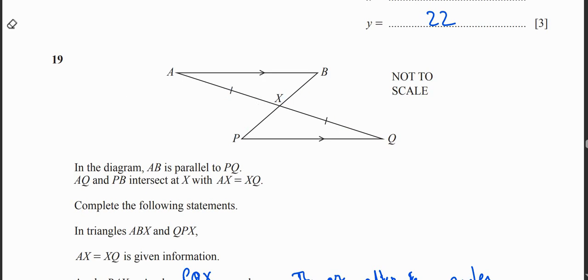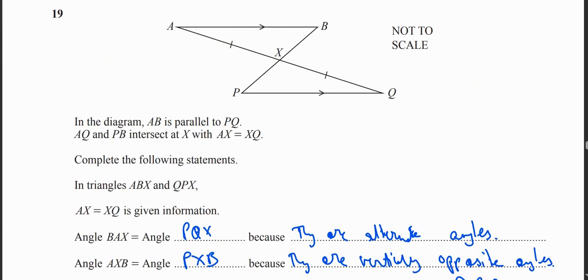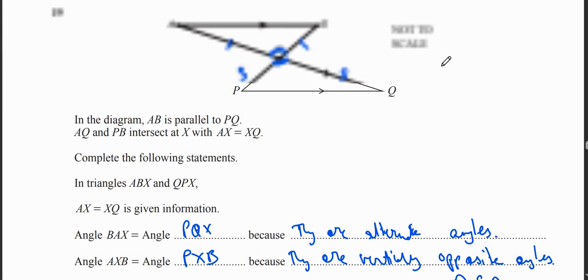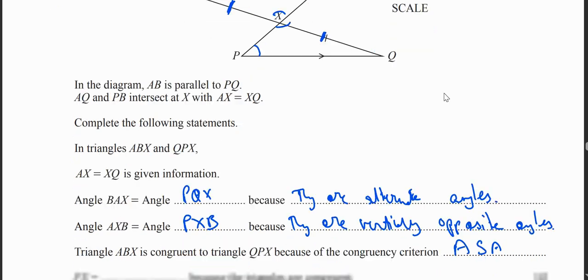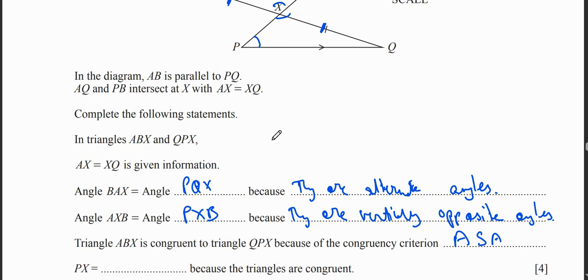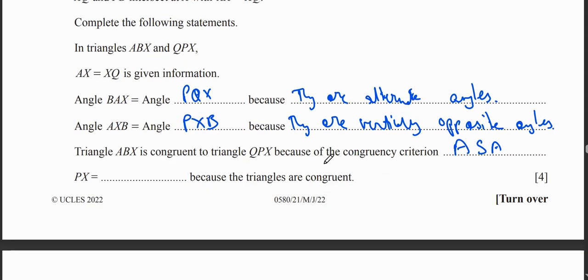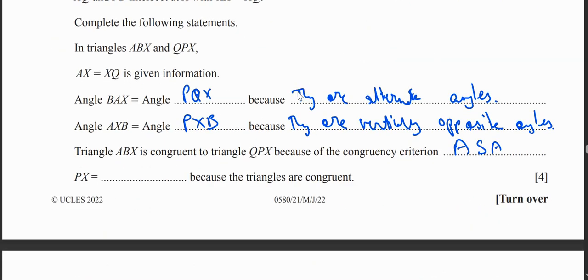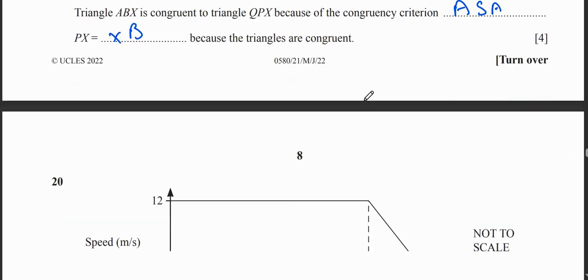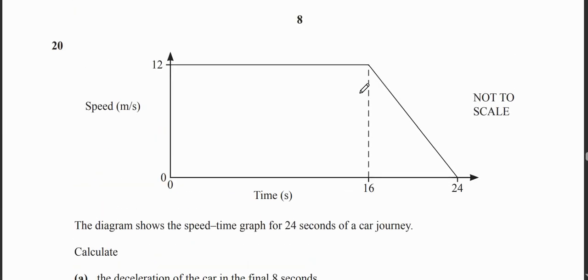Since this is congruent, in congruent triangles the angles are same. So two angles are same, and one side is same. So angle side angle. Moving on to the next part, PX is equal to what? PX is equal to XB, because the triangles are congruent. Okay, moving on to the next question.